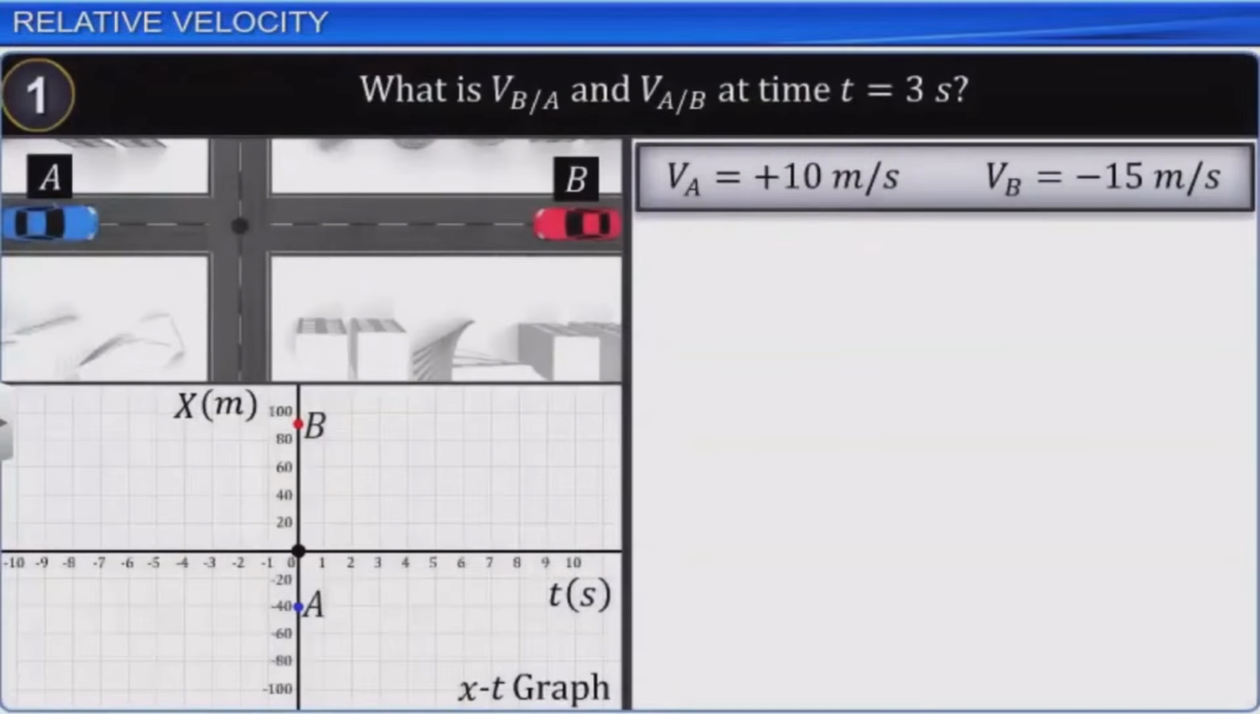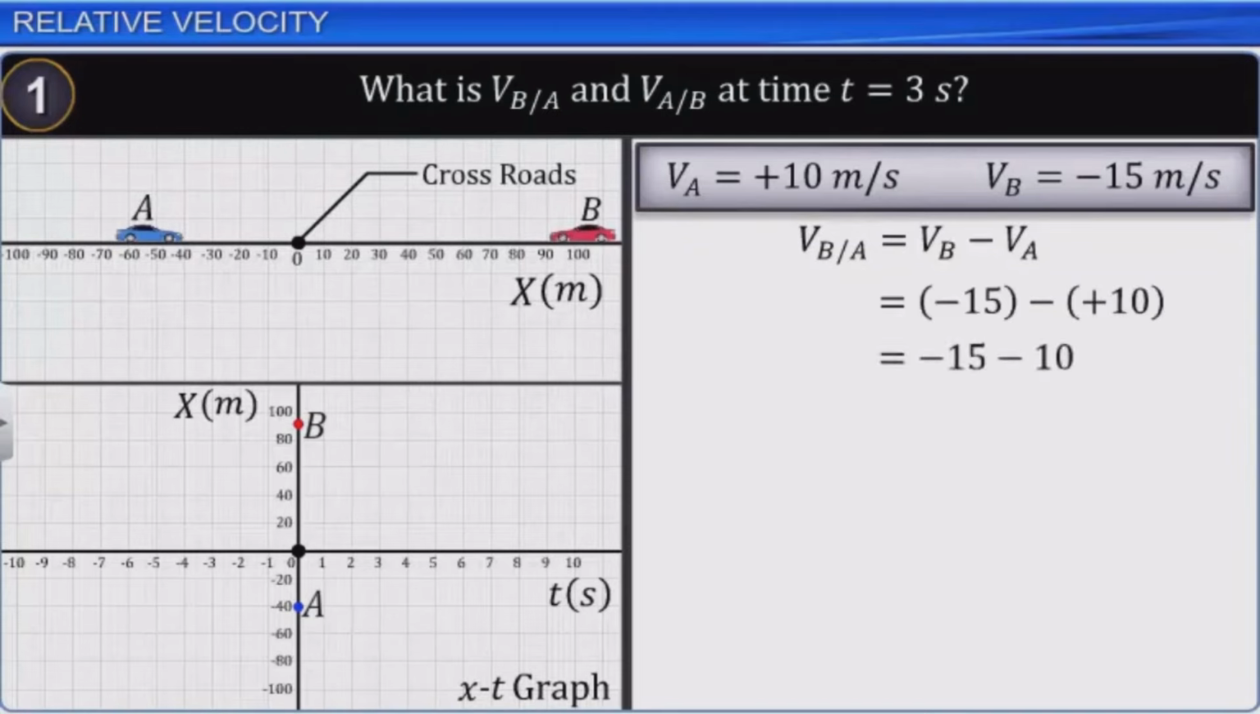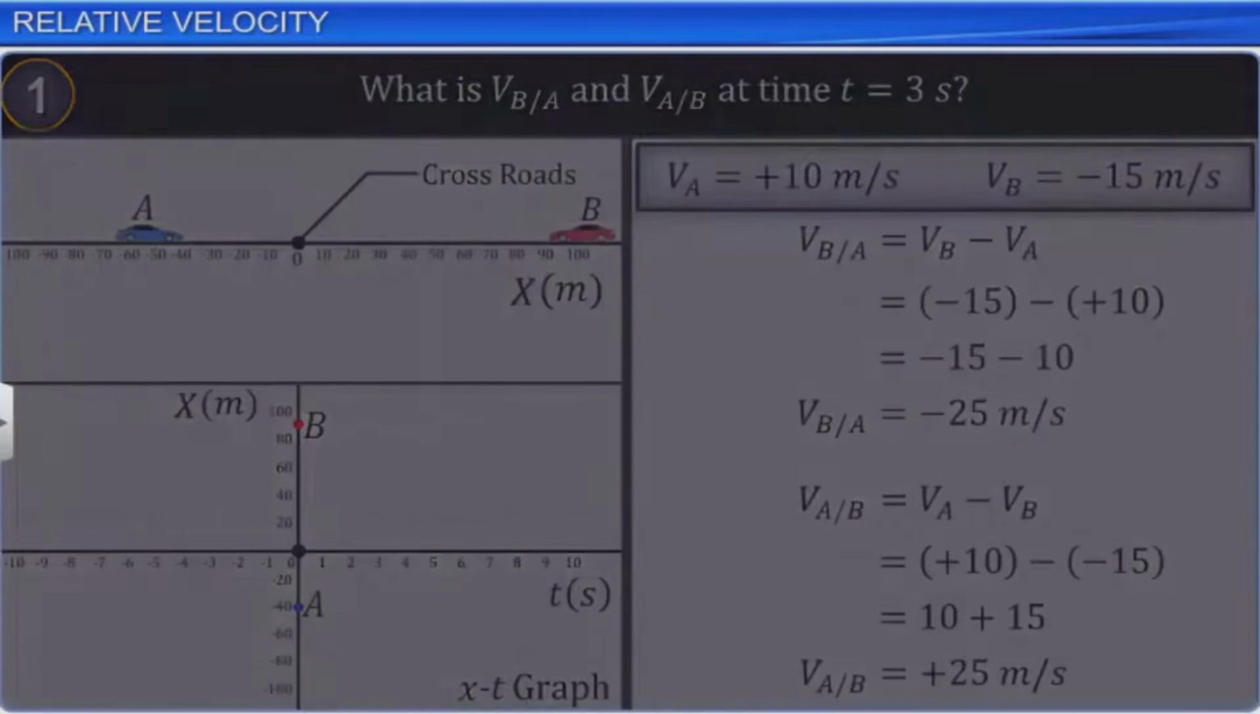VB by A is equal to VB minus VA. By substituting and simplifying, we get VB by A equal to minus 25 meter per second. Similarly, VA by B is equal to VA minus VB. By substituting and simplifying, we get VA by B equal to plus 25 meter per second. 2. When and where the two cars cross each other?